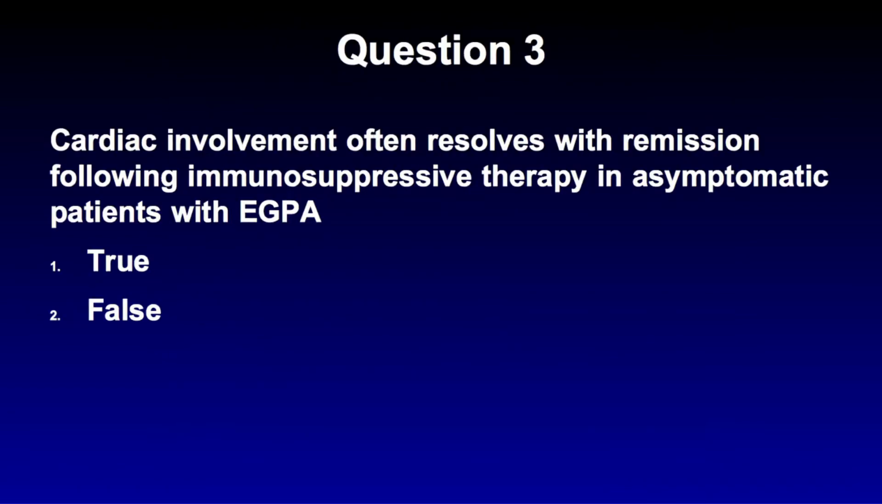So, third question: cardiac involvement often resolves with remission. I would imagine clinical remission following immunosuppression therapy in asymptomatic patients with EGPA. True or false? You've got a 50-50 chance.